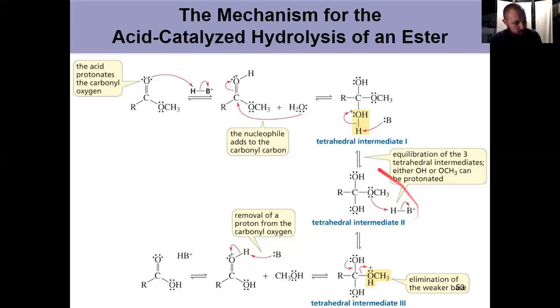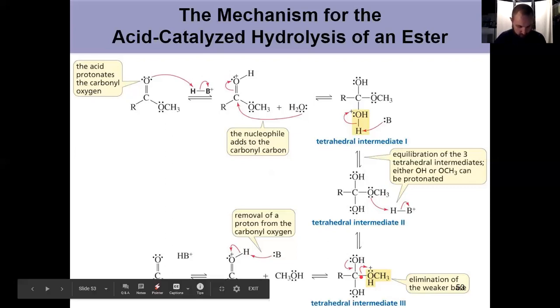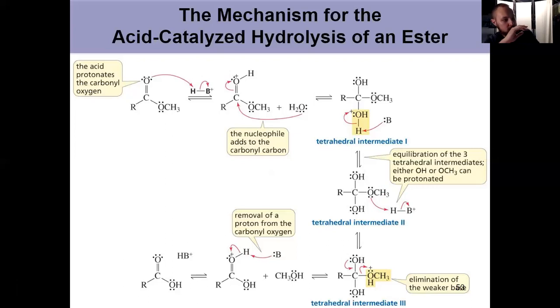If I take tetrahedral intermediate 2 here, I could protonate down here on the OH, which would take me back to tetrahedral intermediate 1, or I could protonate on my methoxy group over here, my OCH3. That takes me to tetrahedral intermediate 3, because those are going to be really similar in pKa to one another.